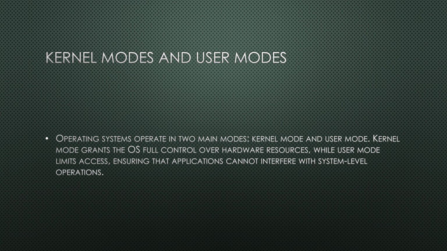Kernel mode and user mode. Operating systems operate in two main modes: kernel mode and user mode. Kernel mode grants the OS full control over hardware resources, while user mode limits access, ensuring that applications cannot interfere with system-level operations.